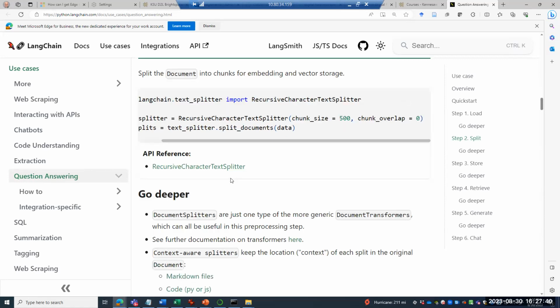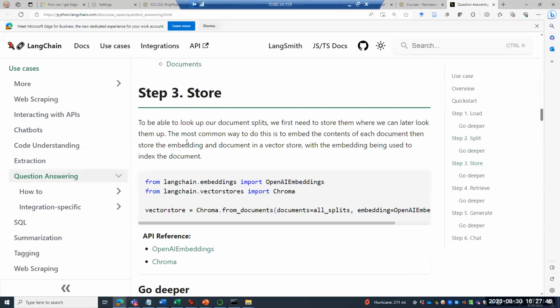Then this is the splitting part, so you can split in this way. This is the command. All split, so you can have it there, right?